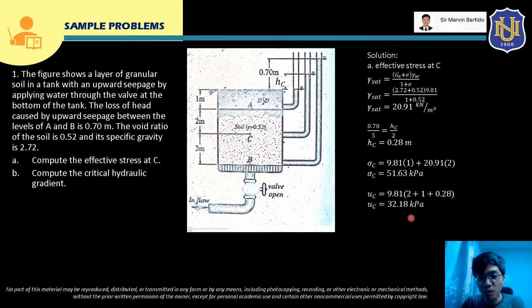Alright, so this time, class, pwede na nating makompute yung pinapahanap na effective stress at C. So, subtract lang natin yung total stress at pore water pressure. Okay, so ang kakalabasan nito, class, 51.63 minus 32.18, that will be 19.45. So, ito na, class, yung effective stress at C, 19.45 kilopascal.